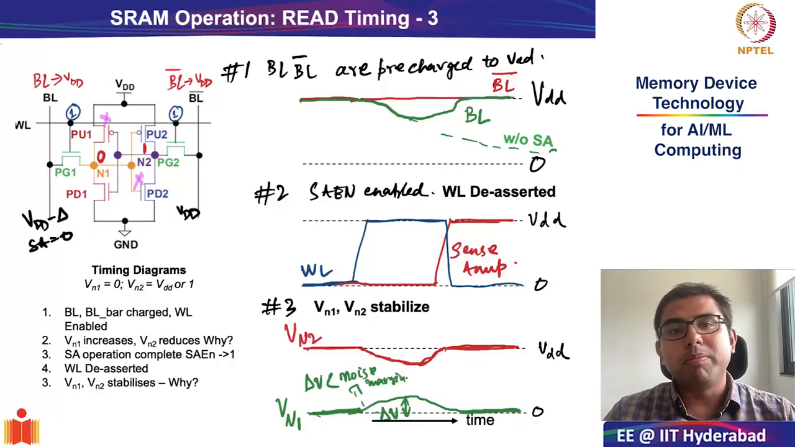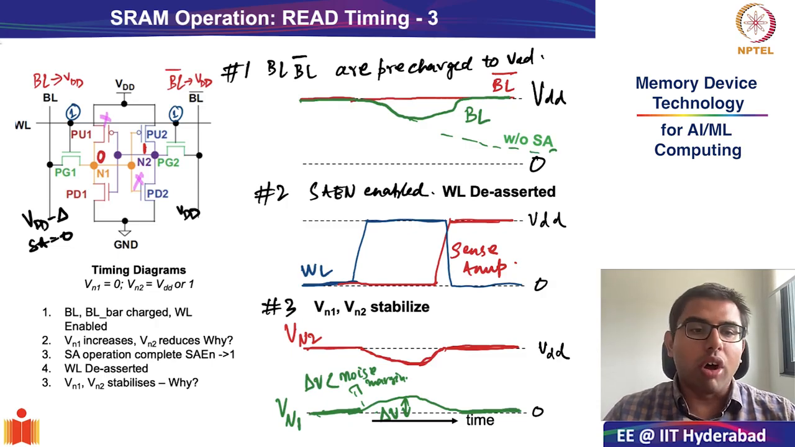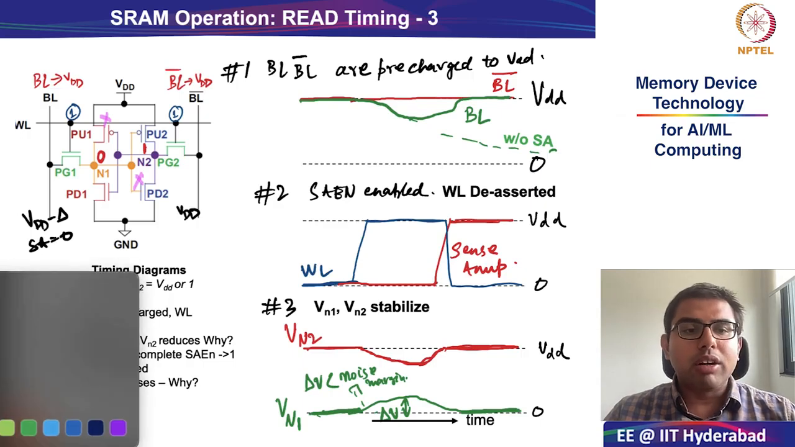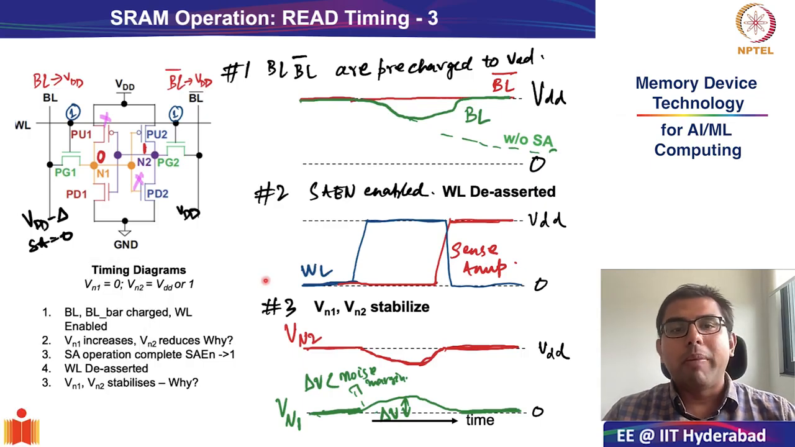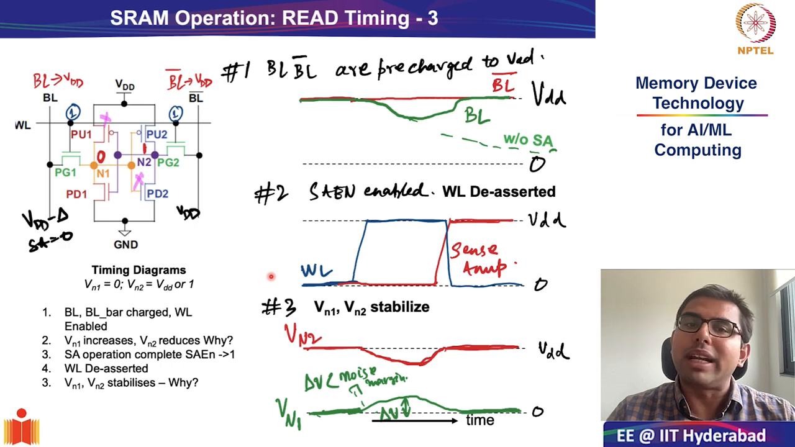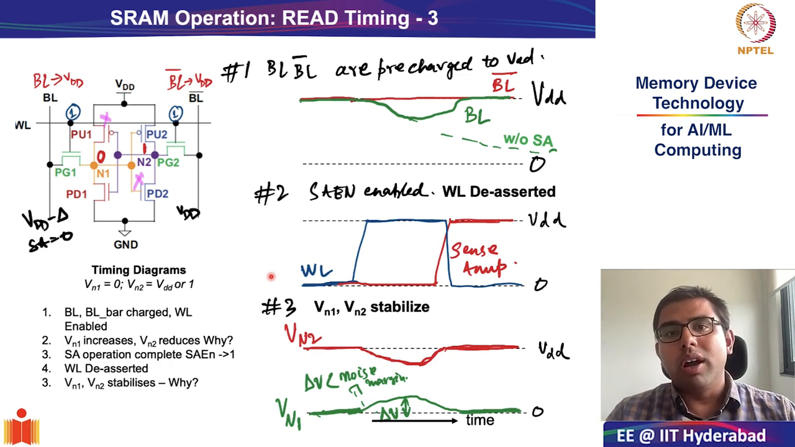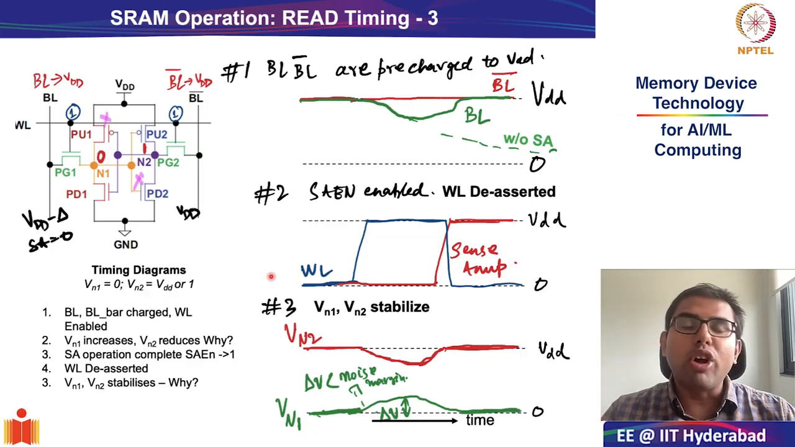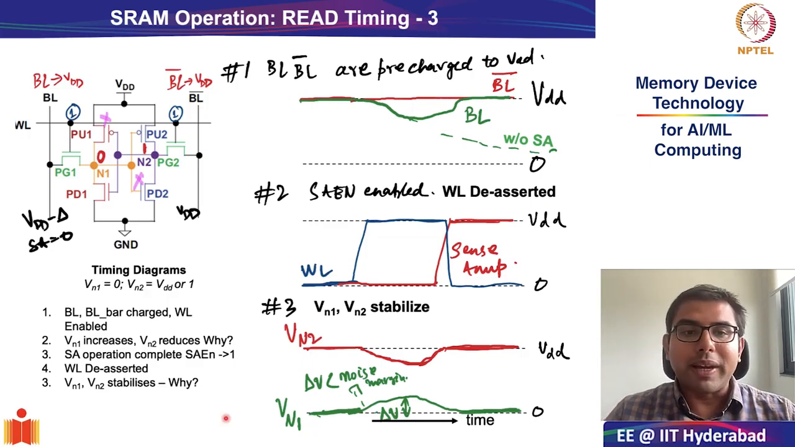Back to our course on memory device technology for AI/ML computing. So the last time around we were studying the read operation of an SRAM cell, and we concluded the read operation by looking specifically at the read timing diagram. Very quick recap of how a read happens and how we monitor the read operation with respect to time.